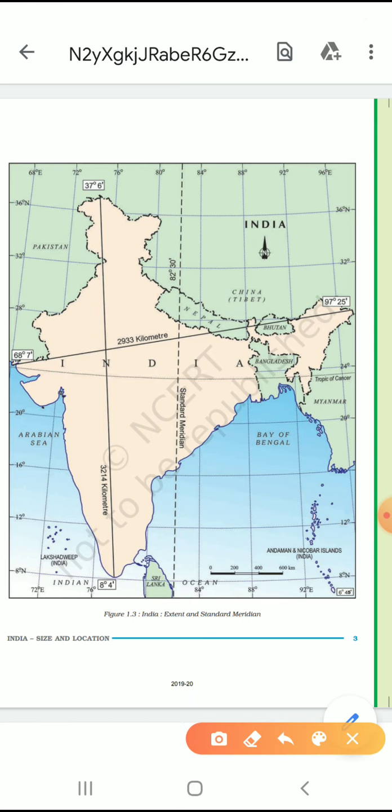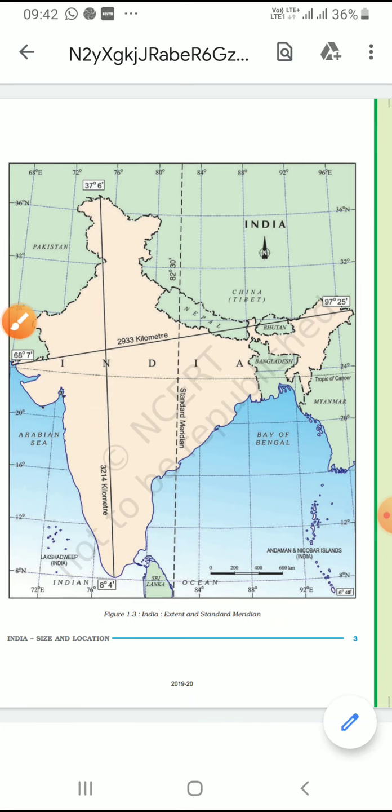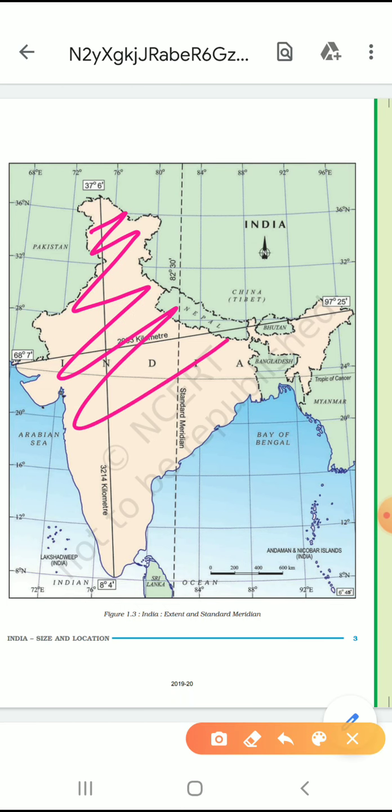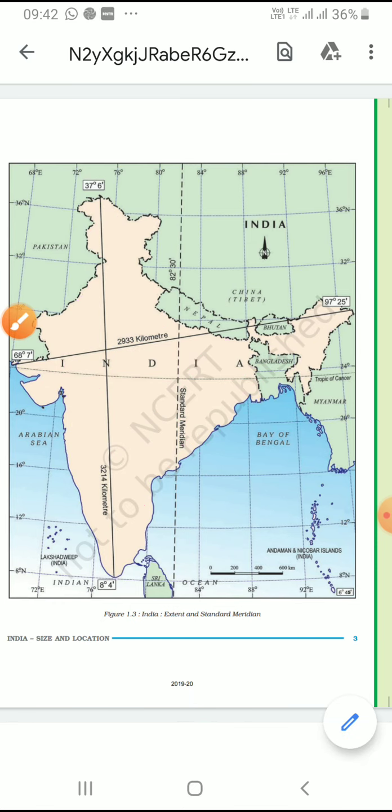Okay. Now you will see that towards the southeast of our country you have Andaman and Nicobar Islands lying in the Bay of Bengal, and to the west of our country you have the Lakshadweep Islands lying in the Arabian Sea. Understood? The total area of the country is 3.28 million square kilometers. Understood? India is the 7th largest country in the world.